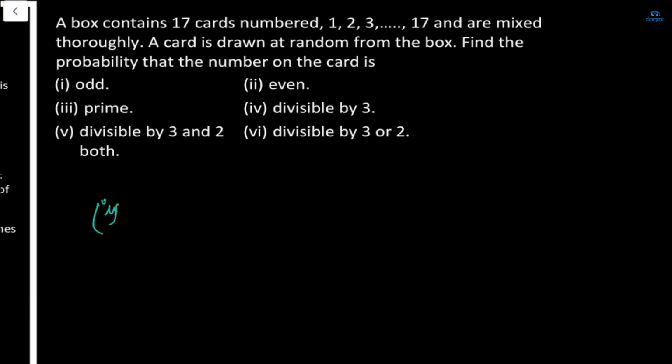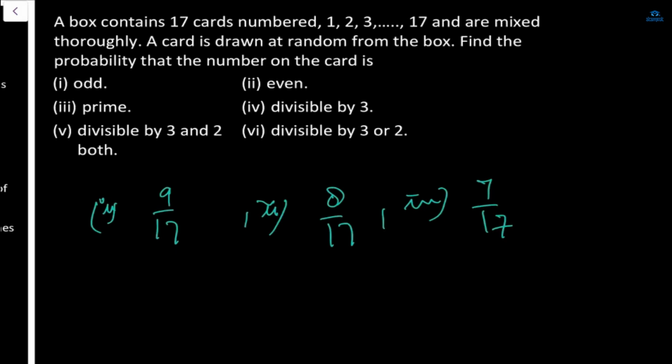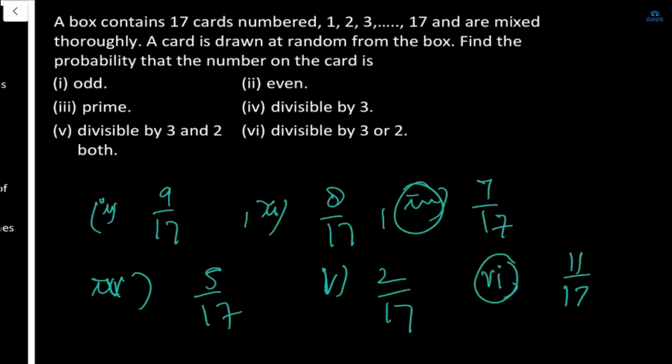So the first one is 9 by 17. The second one you can match, 8 by 17. The third one is 7 by 17. The fourth one is 5 by 17. The fifth one is 2 by 17. And the sixth one is 11 by 17. Are the answers correct, Sophia? Any doubt in the problem?